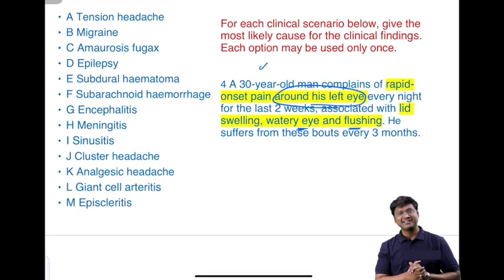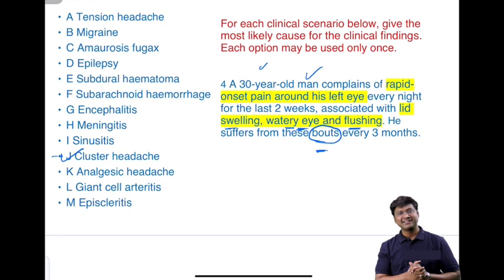Among the options which have been given to you, first of all look at this clinical scenario. It is the one which is seen in males. The individual is having bouts of headache, every 3 months. That means the individual is having clusters of headache periodically or episodically. And there is also lid swelling and watery eye. So this classical description of headache is seen in cluster headache. Cluster headache, please remember, is very commonly seen in males rather than females.